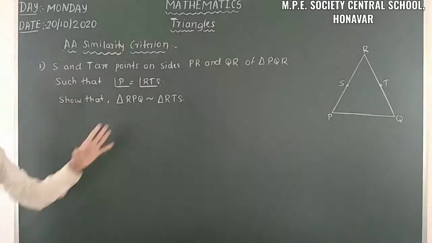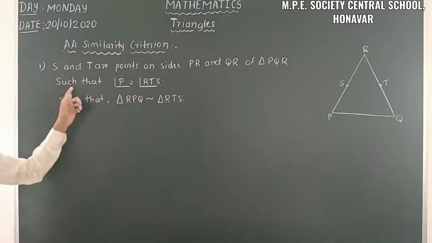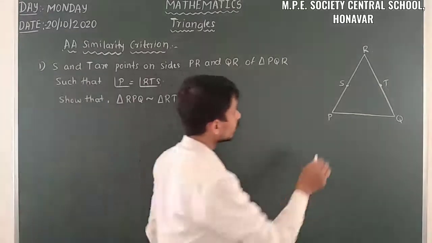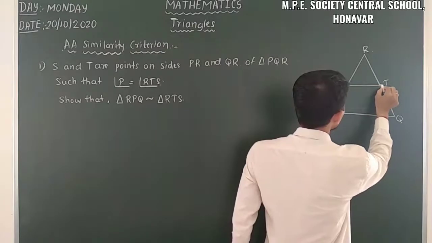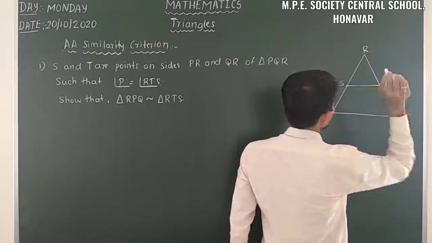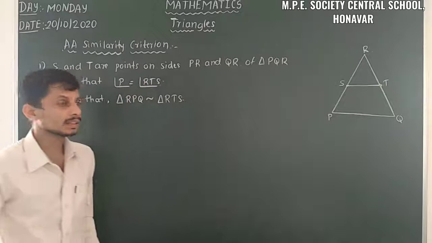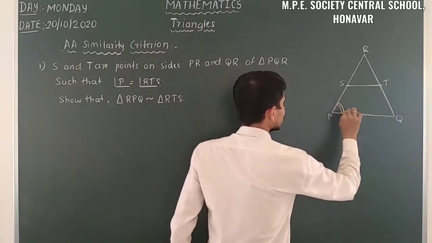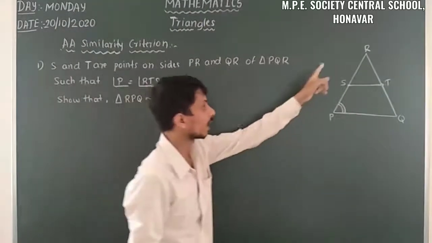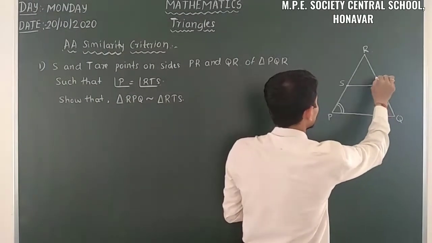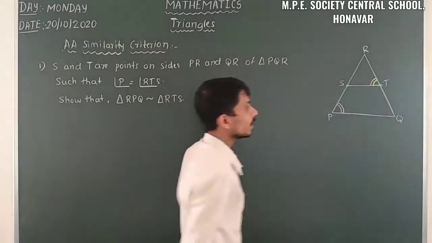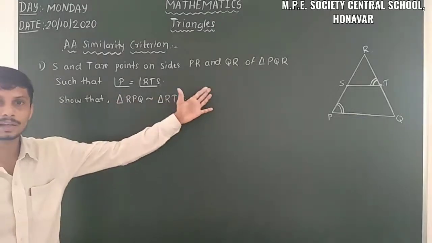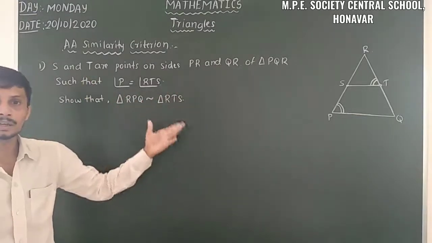Then, in triangle PQR, respectively, you can take such that angle P is equal to angle RTS. So here we have to join S and T. It is given that angle P, this angle, is equal to angle RTS, this angle. Those two angles are one and the same. So here we have the diagram. Firstly we have to draw a diagram suitable for our requirement.